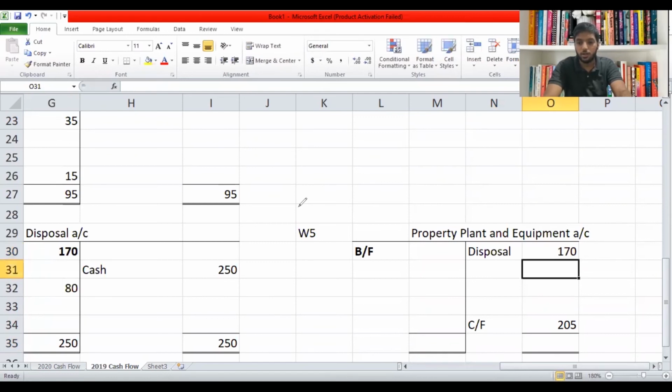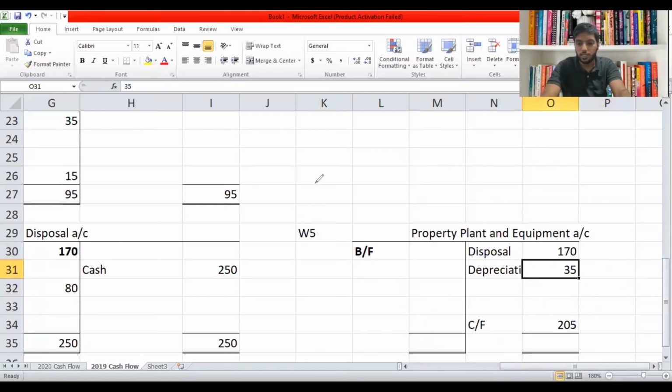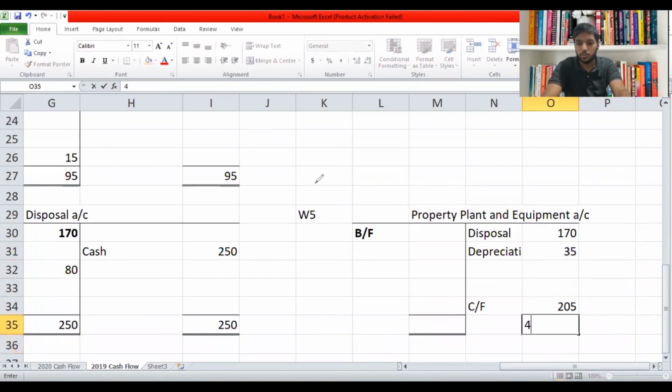170. Almost done, but there's one more thing we need to take: depreciation. What was the depreciation value they have given in the sum? In the adjustment, they give depreciation, that's the operating expense which includes depreciation. The depreciation is 35, so I will take that on the credit side as we did in the previous sum, 35. When I take 170, 35, and 205, I'm getting a value of 410. So this is the level of purchase. There's no opening balance, so I'll write here purchase.